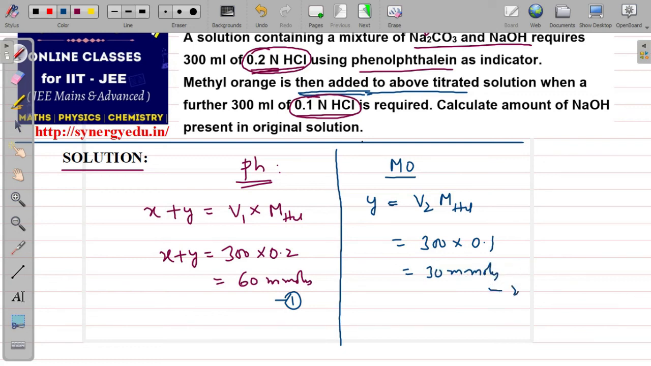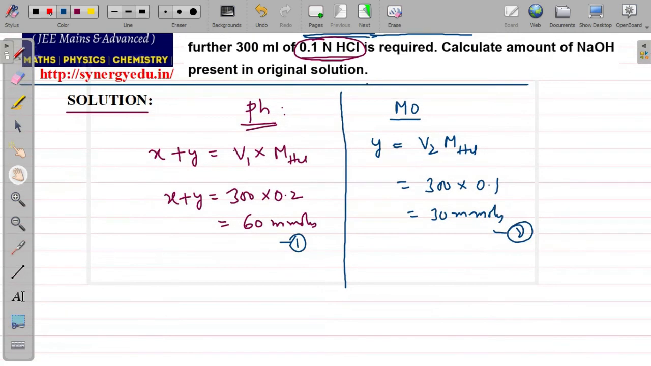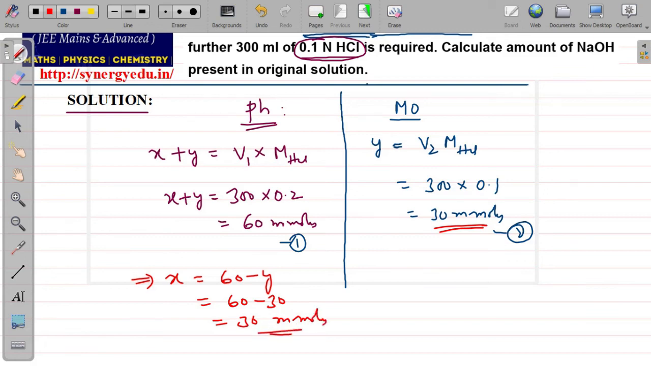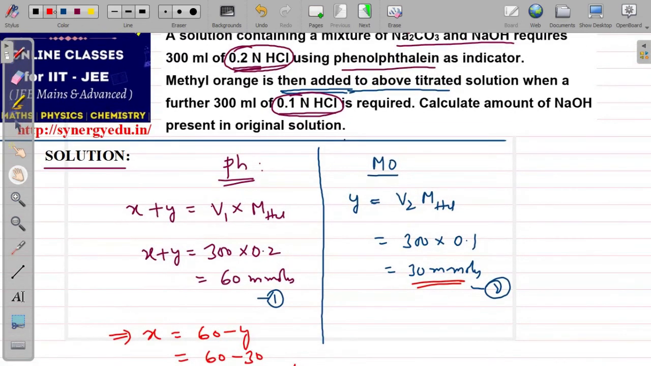So y we know and x plus y we know, so let's calculate x. So x is equal to 60 minus y. This is the y we already calculated. So 60 minus 30, so 30 millimoles. So we know the millimoles. So what is asked here? Calculate the amount of NaOH.